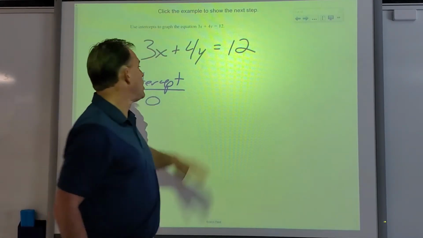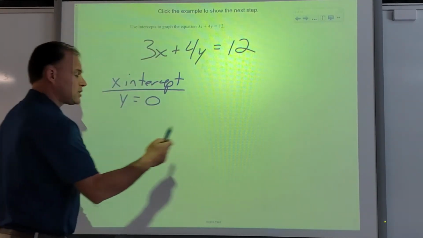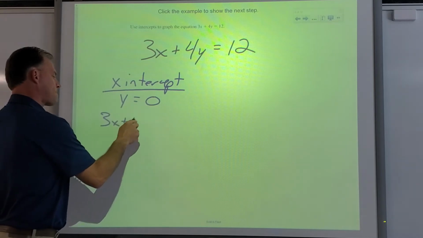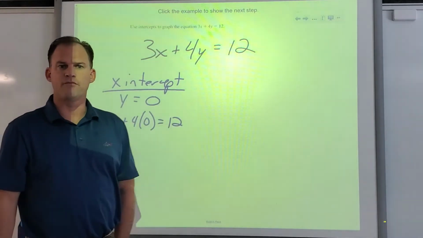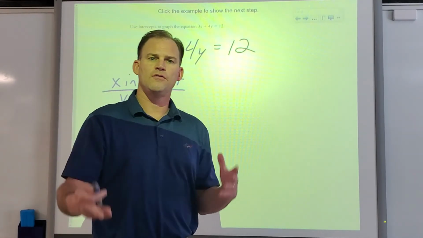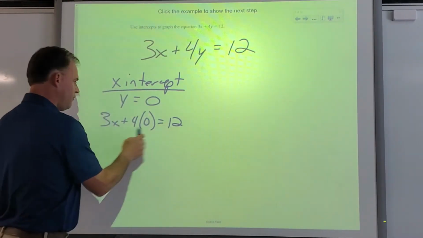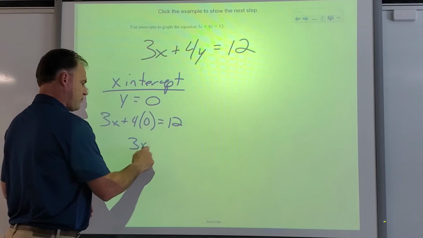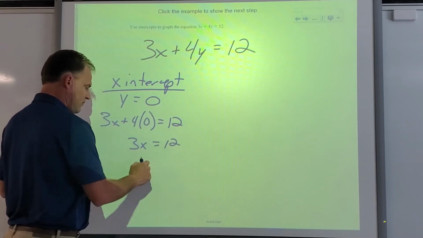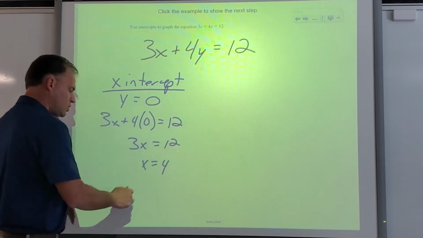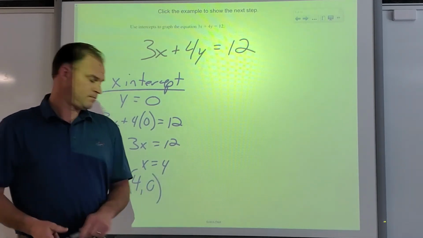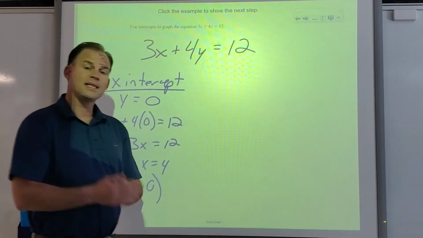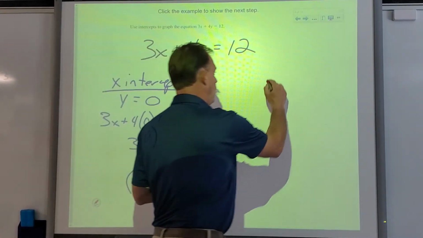Correct, y is 0. So I take my equation and I substitute 0 in for y. Solve for x. Well, 4 times 0 is 0, so I have 3x equals 12. Divide both sides, I get 4. So the x-intercept is 4, 0. That's half the battle.